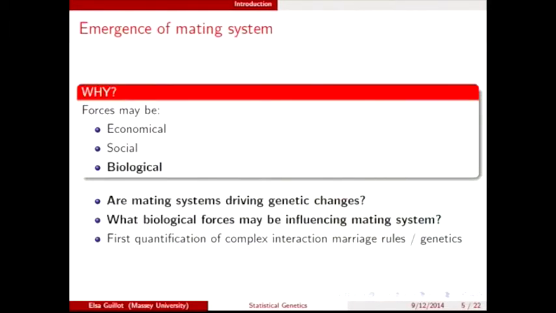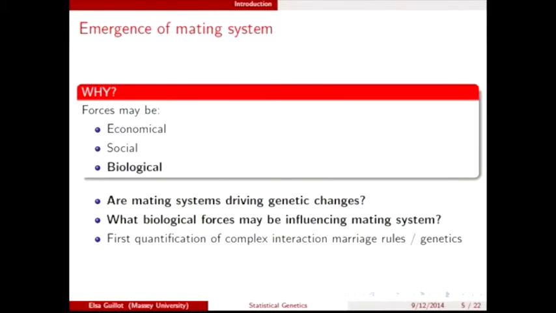So first of all, there's this question, why did mating systems emerge in all human societies? That's been studied by anthropologists and sociologists. Forces could be economical, social, those have been modeled. Could be biological, you don't want to keep on marrying your brother because there's an inbreeding effect and you're going to have genetic defects. But there's no real proof of that. We don't really know how it works. So are the mating systems driving the genetic change? Can we model it? And are the changes making biological forces that may influence the emergence of mating systems?